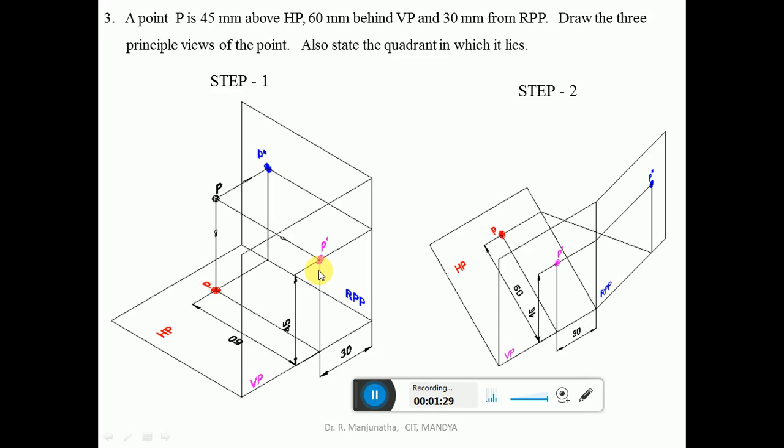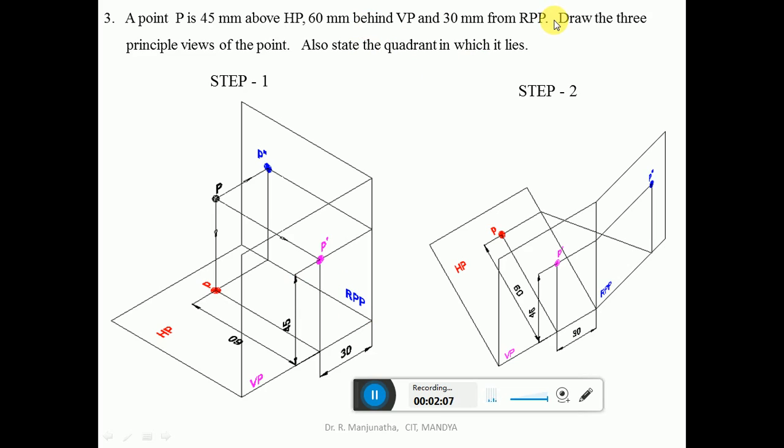When the observer is from the front, the position of the profile plane is on the right side, so this will be the right profile plane. Since it is behind VP, it should be behind RPP. That should be the condition. But now we will analyze how it will be behind RPP, because in the first quadrant, when it is in front of VP, the profile plane should be in front of LPP or in front of RPP. But in this case it is behind VP, so behind RPP has to be the condition.